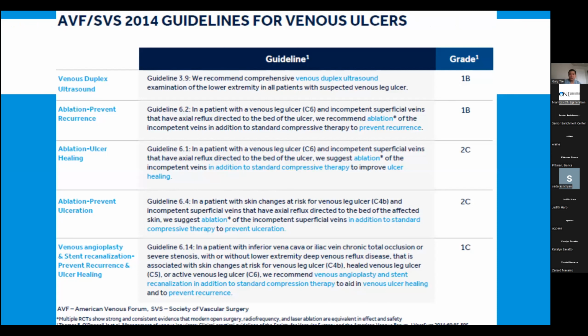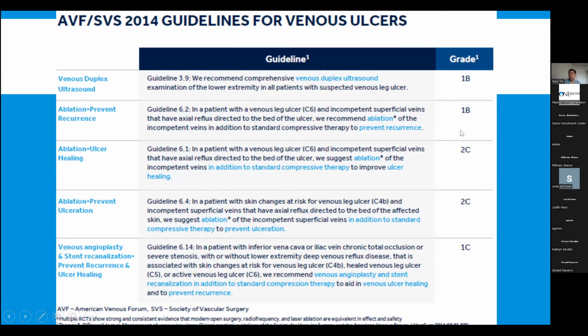This is just to show you that in the guidelines, in the context of venous reflux, they're all high grades, 1 and 2s, i.e., duplex is going to be the first line evaluation for patients that we see with a venous leg ulcer or other symptoms suggestive of reflux. We recommend ablation to prevent recurrence of ulcers, and that's 1B, meaning there's high quality evidence to suggest that that is beneficial to patients, in addition to standard compression stockings.